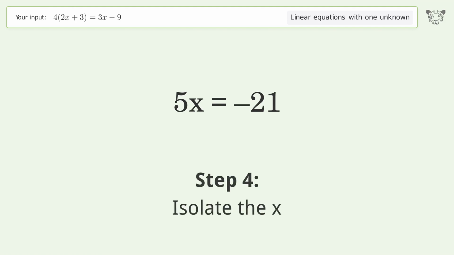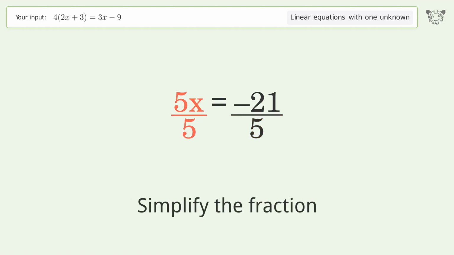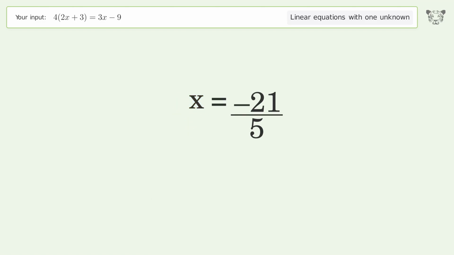Isolate the x. Divide both sides by 5. Simplify the fraction. And so the final result is x equals -21/5.